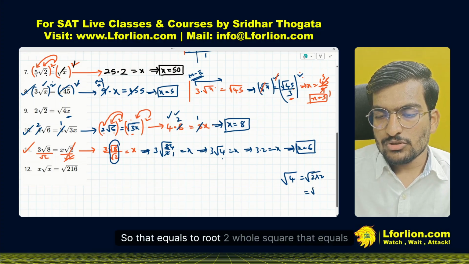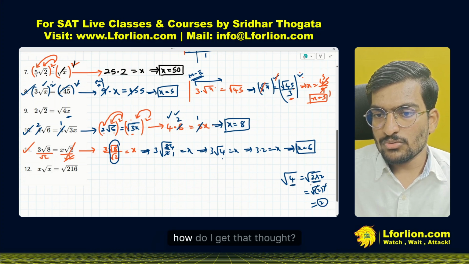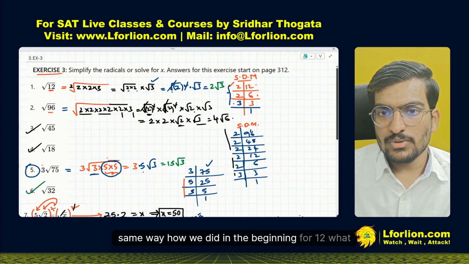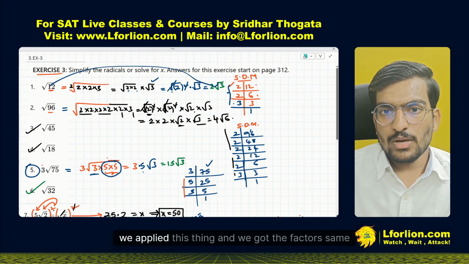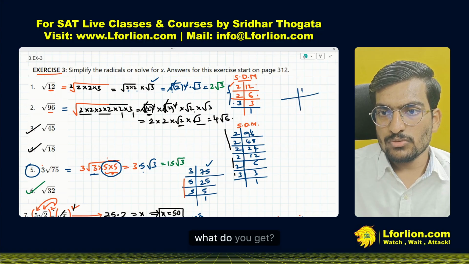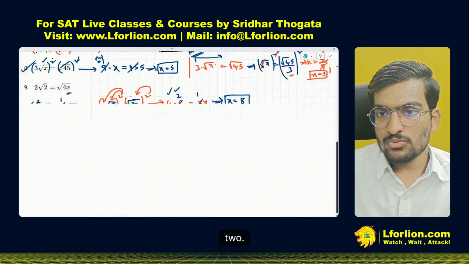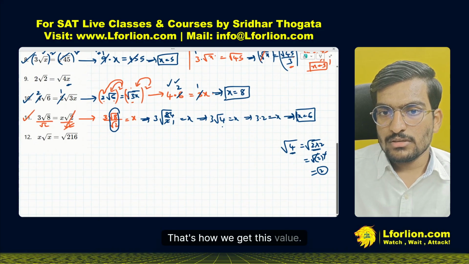So that equals root 2 whole square. That equals 2. Square root cancel. For this, how do I get that? Same way as we did in the beginning. For 12, what did we do? We applied this and got the factors. Same way for 4, if you do, what do you get? 2 times 2, 2 times 1. That's what the factors are, 2, 2. That's how we get this value.